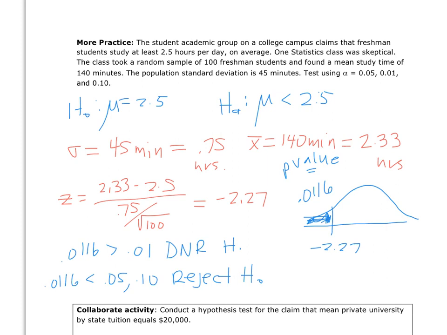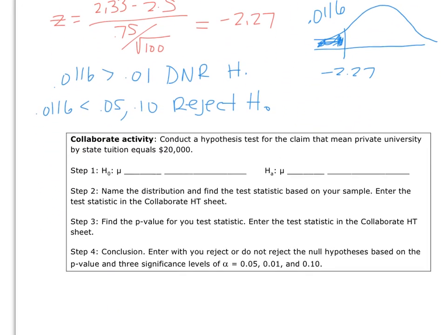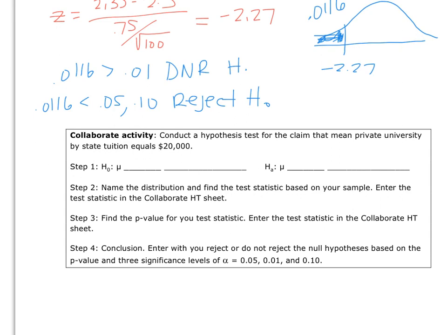This first part of hypothesis testing really is about the mechanics of doing the test. When we come back to part 2 later in the week, we're going to go through interpreting what these conclusions mean and dig into it a little deeper. So far, we're just focusing on the mechanics, doing the calculation, figuring out what that 4-step process is. All right, one more thing for you to do is the collaborative activity for this week.